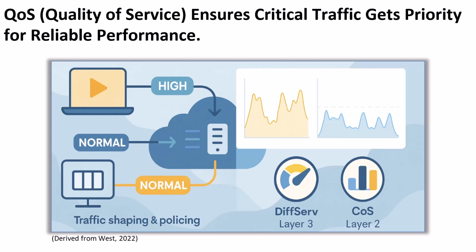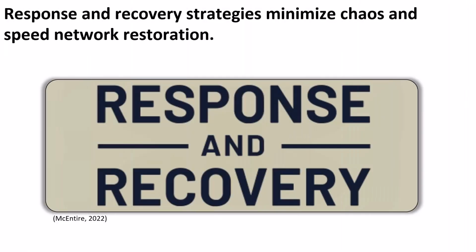Monitoring and traffic control are proactive measures, but we also need a plan for when things go wrong. That's where response and recovery come in. Response and recovery strategies minimize chaos and speed network restoration. A strong response and recovery plan can turn a disaster into a manageable problem. Preparation cuts confusion and helps teams make quick, smart decisions.